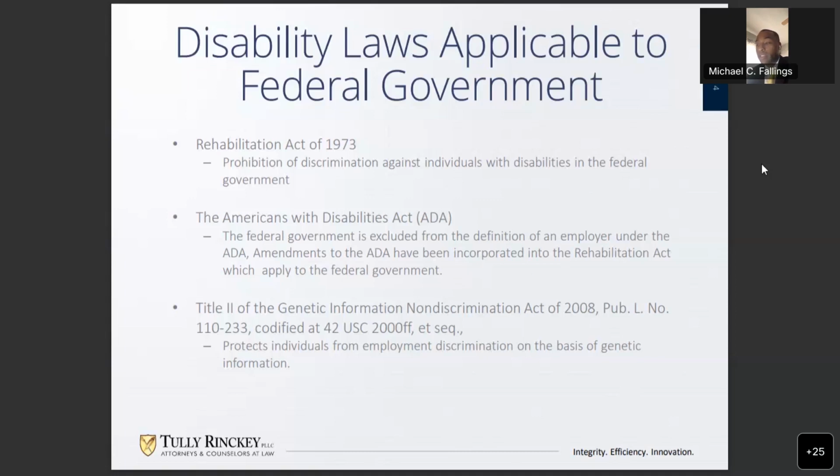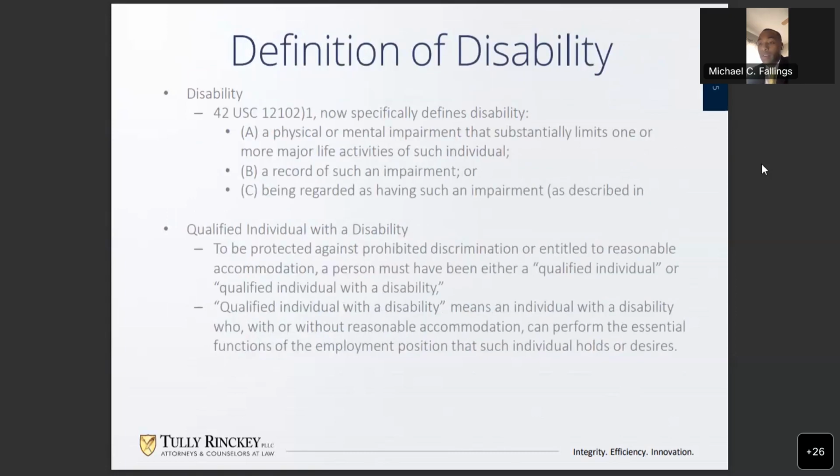Now, a disability. To obtain a reasonable accommodation, you must prove that you have a disability. And there is a legal definition of a disability. A disability is specifically defined as a physical or mental impairment that substantially limits one or more major life activities, or a record of such impairment, or being regarded as having such an impairment.